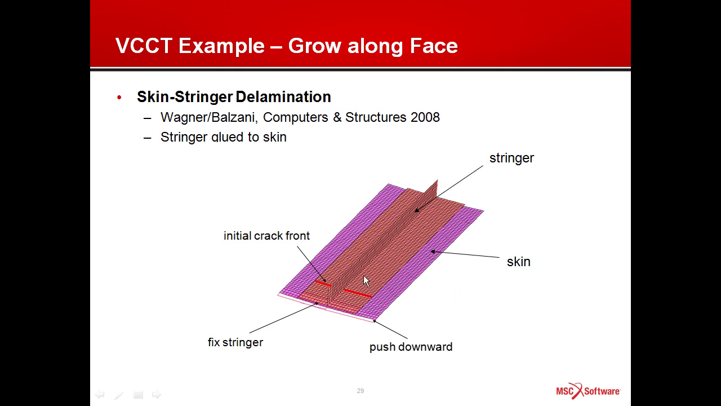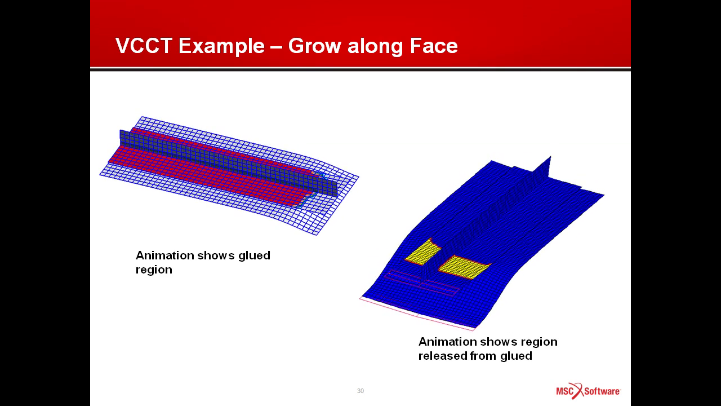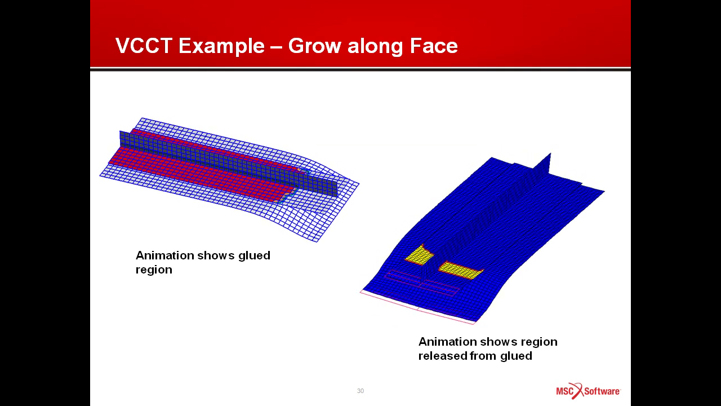In this example, we're using shell elements. So the stringer and the skin are modeled with shell elements, and we glue them together with our glue contact technology, except we are leaving this one region unglued, and this represents the initial delamination or the disbond area. So we're going to go ahead and push down on the skin and simulate the delamination. And here are the results.